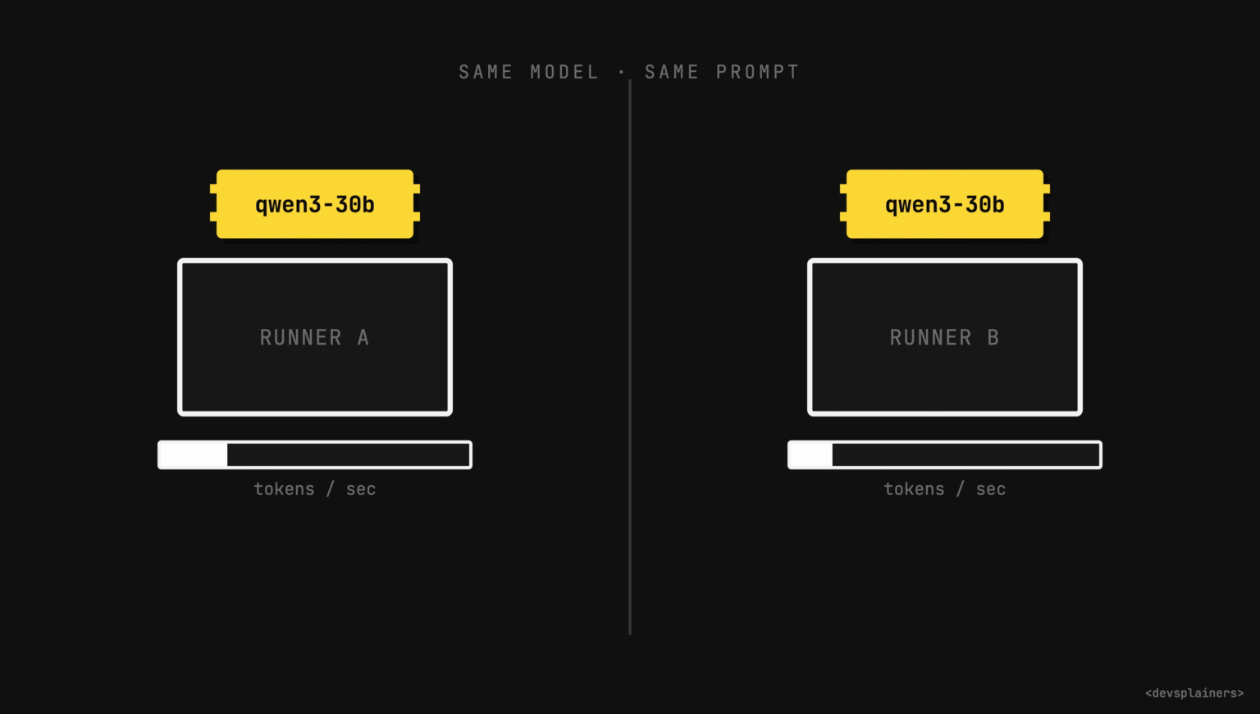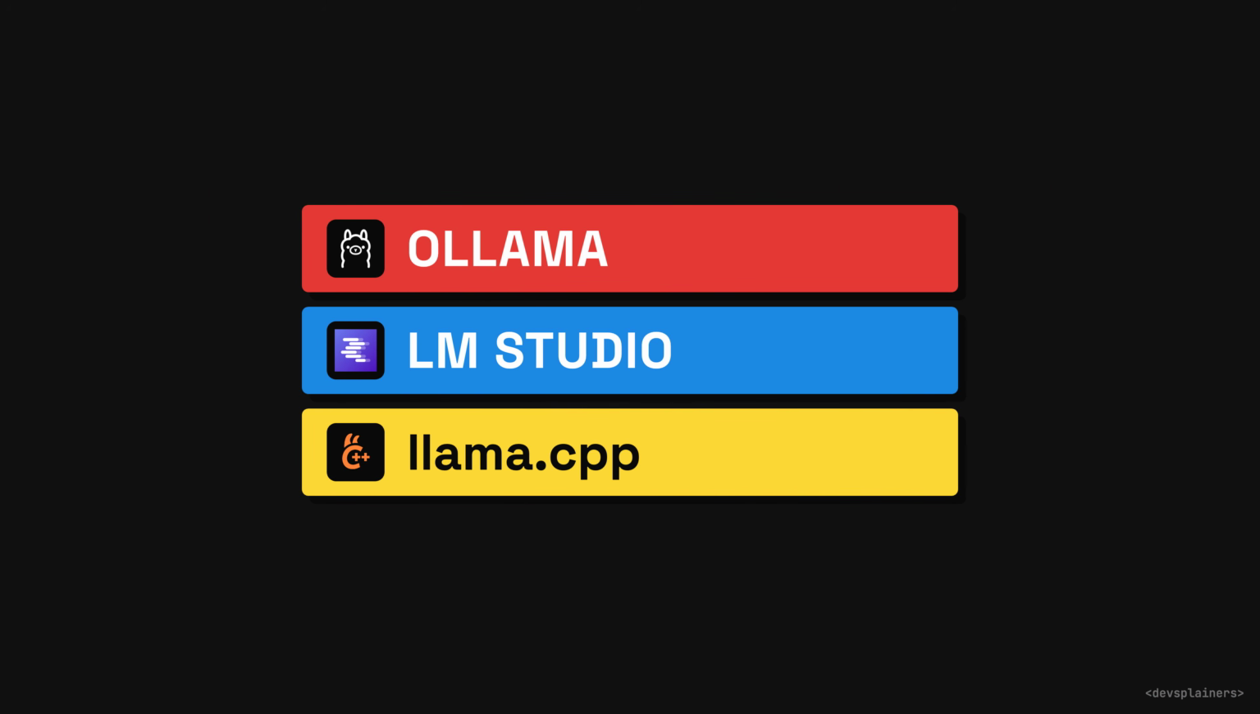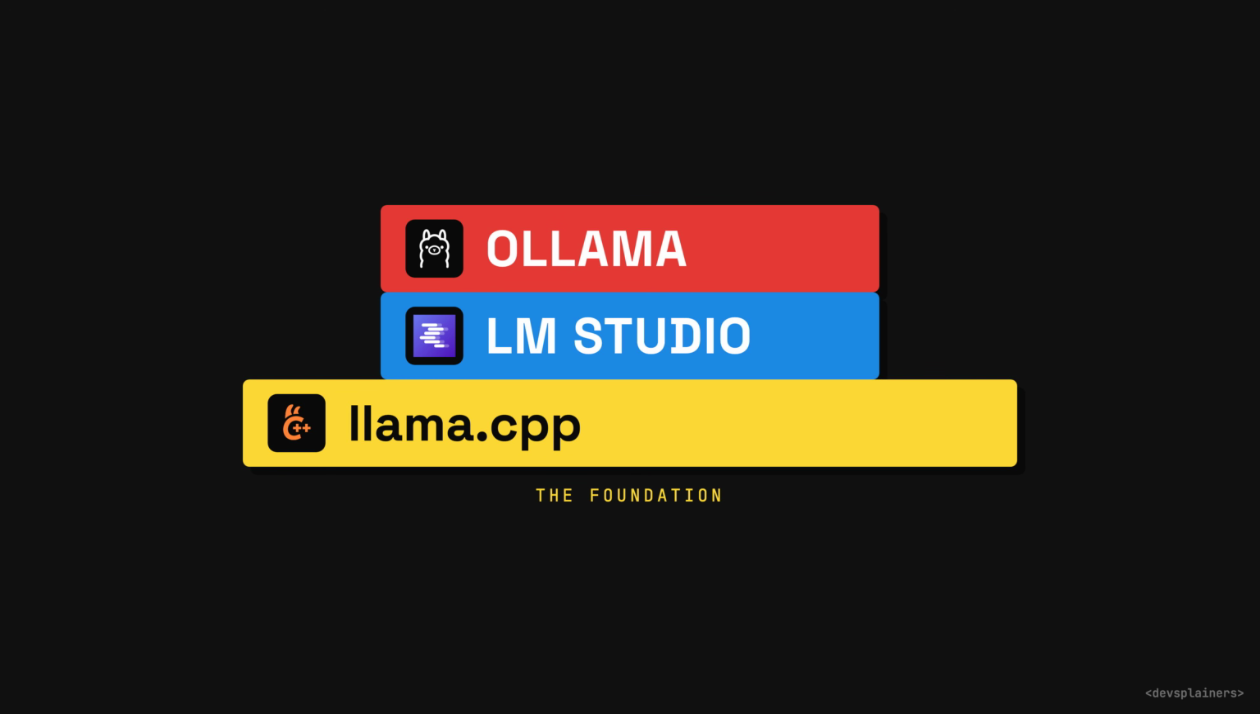Run the wrong local AI tool and the exact same model runs 37% slower for absolutely no reason. That's the trap in today's showdown. Ollama, LM Studio and llama.cpp look like three rivals slugging it out. They're not. Underneath the paint, two of them are quietly running the third. By the end of this video, you'll know which one to install, which one to skip, and why which is fastest is almost the wrong question to ask.